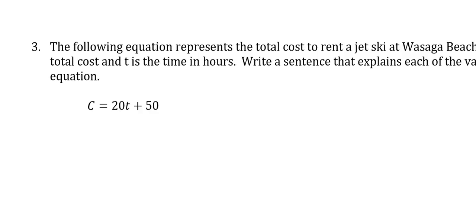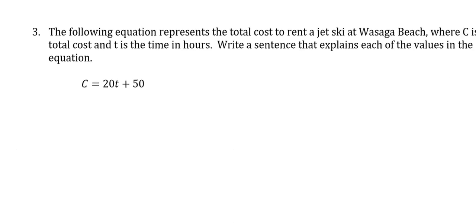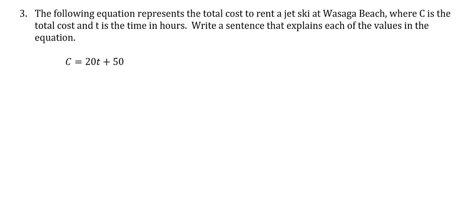Nice. Let's move on. Following equation represents the total cost to rent a jet ski at Wasaga Beach, where C is the total cost and T is the time in hours. Write a sentence that explains each of the values in the equation. 20T plus 50. Before you write your sentence, let's talk about this. When you look at that equation, what does it make you think?